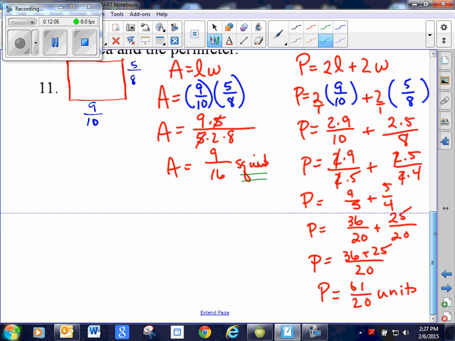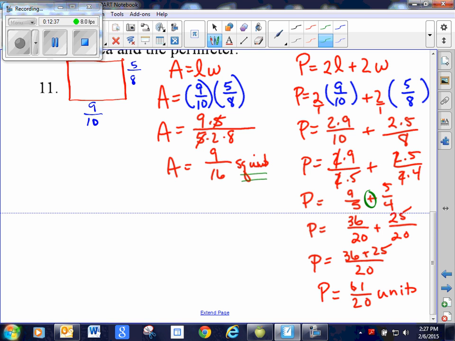And now I end up with an addition problem of 2 fractions that do not have a common denominator. So now because I'm doing addition, I'm going to go find a common denominator, which happens to be 20. I'm going to rewrite the numerators with the correct number to make them 20ths. Single fraction bar. Add the 36 and the 25 over 20, and your answer for the perimeter is 61/20 units.